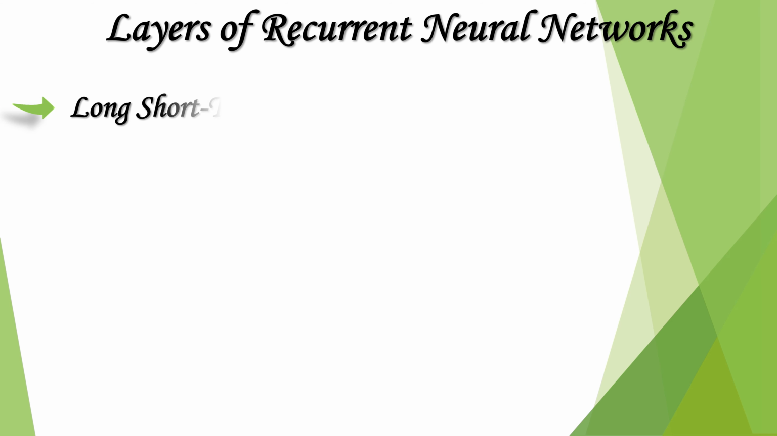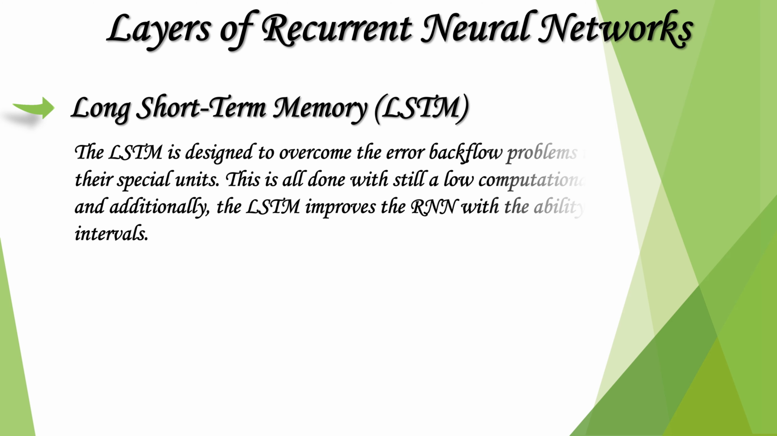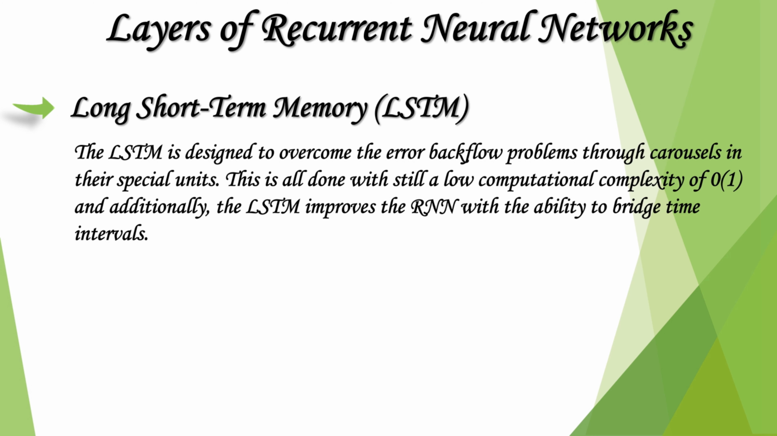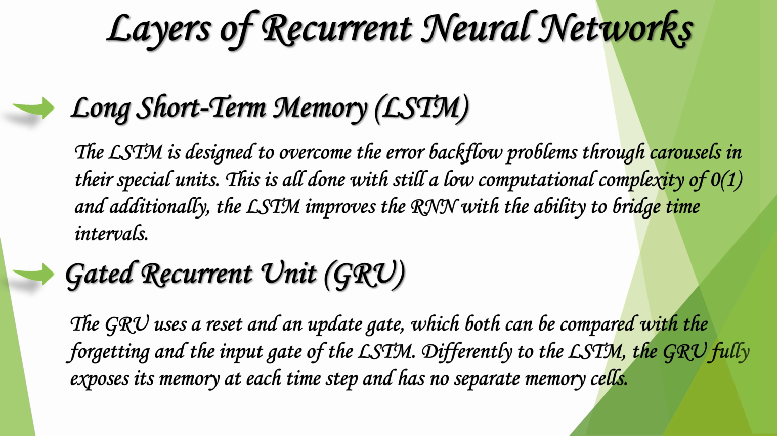Layers of recurrent neural networks. Long short-term memory. The LSTM is designed to overcome the error backflow problems through carousels in their special units. This is all done with still a low computational complexity, and additionally, the LSTM improves the RNN with the ability to bridge time intervals. Gated recurrent unit. The GRU uses a reset and an update gate, which both can be compared with the forgetting and the input gate of the LSTM. Differently to the LSTM, the GRU fully exposes its memory at each time step and has no separate memory cells.